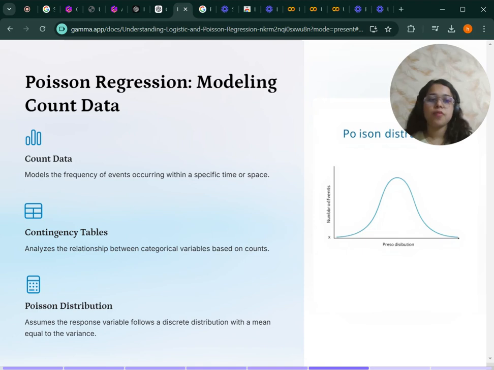Next, we have the Poisson distribution. This model assumes that the response variable follows a Poisson distribution, where the mean equals the variance. It is ideal for modeling data with non-negative integer values. And then we have overdispersion. Sometimes the variance exceeds the mean, violating the Poisson assumption. This is known as overdispersion and might require alternative methods like negative binomial regression.